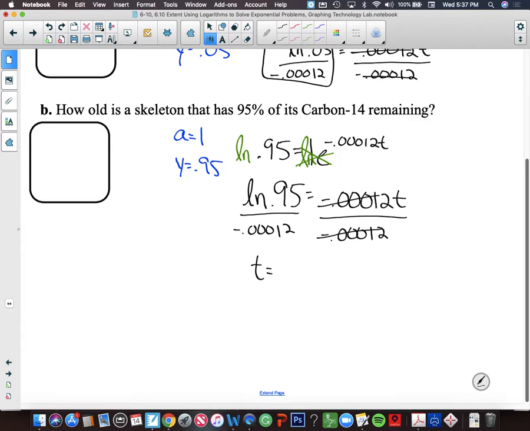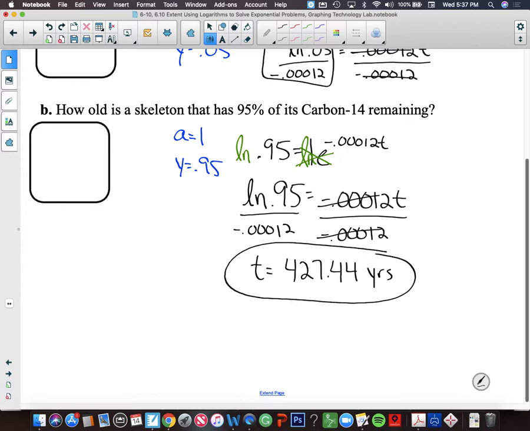So natural log of 0.95 divided by negative 0.00012. 427 years old. Say 0.44. Round to the second place there. Okay, so that's pretty old. Apparently it takes a long time to lose a certain amount of carbon-14, because 95%, that's still quite a bit of it left. Think of things deteriorating. It takes a while for things to actually deteriorate and start to turn into dust, right? So we got 427.44 years. All right, so hopefully that makes sense.